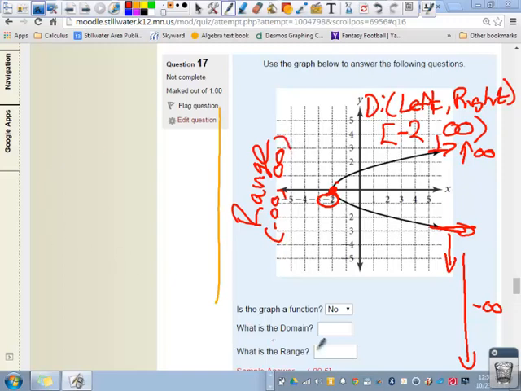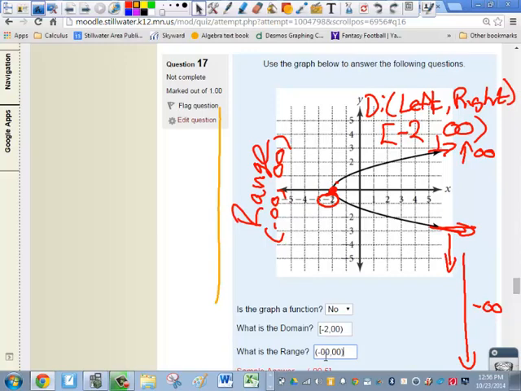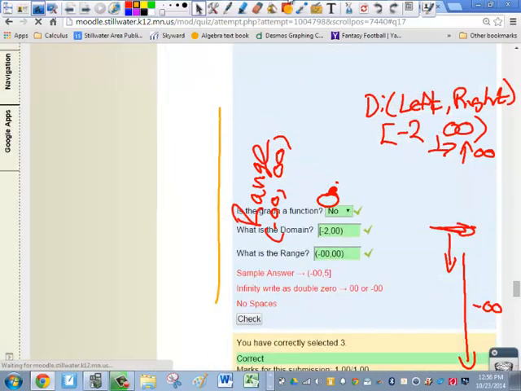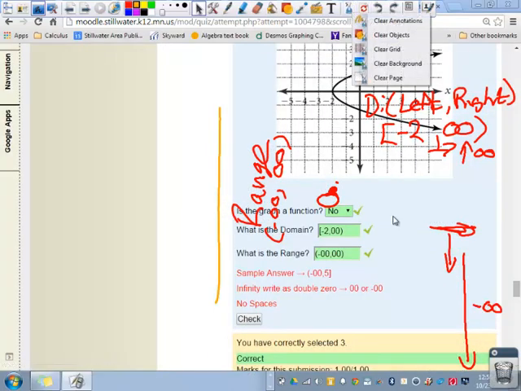Let's just plop those two things in here. Domain, we got to bracket it up: -2, comma, infinity. And then the other one is negative infinity, comma, infinity. And there we go. Let's check that out. Okay, these things are going well.